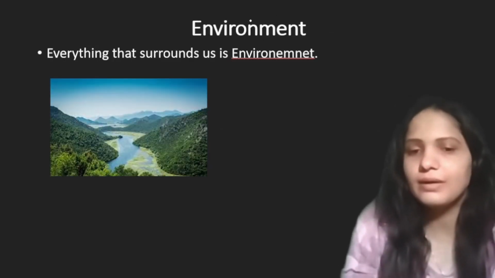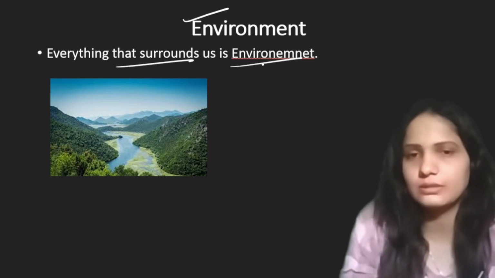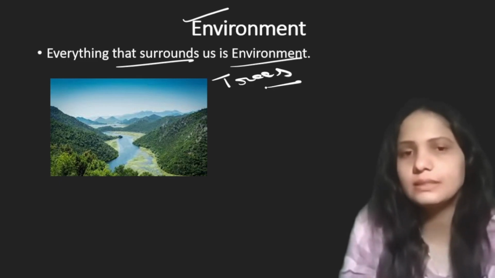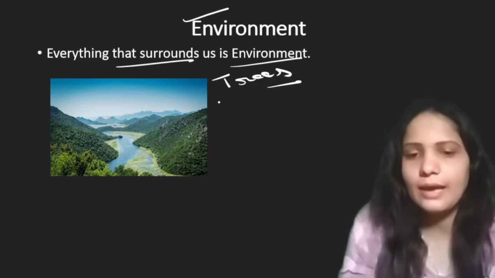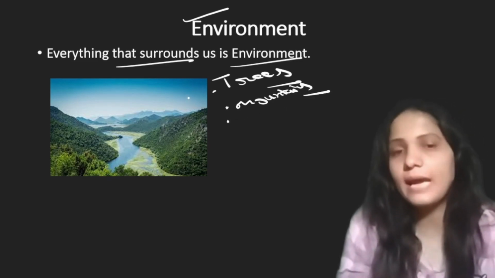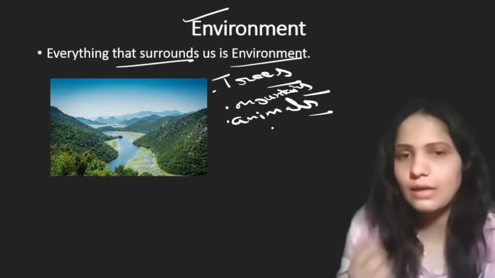First, here we have what is environment. Environment is everything that surrounds us. What are the things which surround us? For example, we are surrounded by trees. In our surrounding, what we see? Trees, right? And the people who live on hills, they see mountains in their surrounding. Apart from these, what we have? We have animals. Okay, we have different kinds of animals in our surrounding.